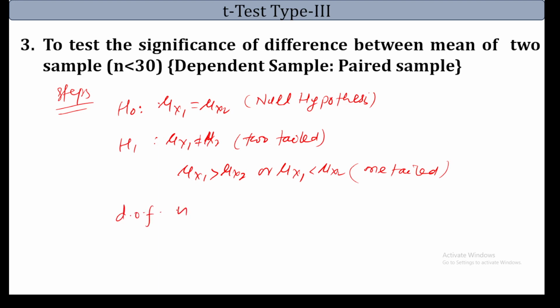It will be mu is equal to n minus 1, because n1 is equal to n2 only will be there, and then n1 is equal to n2 should be less than 30. So in that test statistic, what will come, I will write the formula for that.